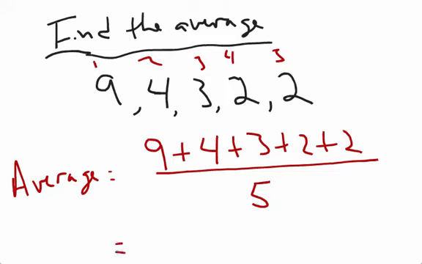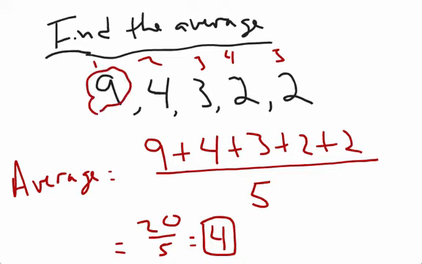So let's see if we can add these up. 9 and 4 is 13. 3 more is 16. 4 more, there's 20. Divided by 5. 20 divided by 5 is 4. So my friend has 5 children, and their average age is 4 years old.